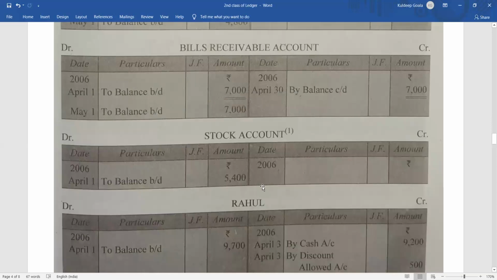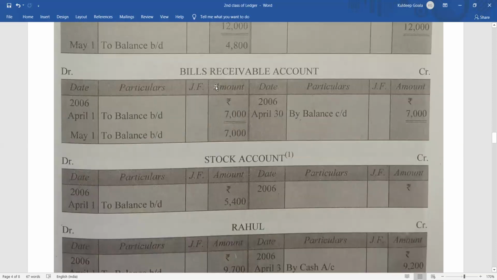Okay, now we'll do with one item. If there is only one item, like see this one, bills receivable was only to balance brought down. What will you do? Nothing to do at totaling. This side was nothing, right? So simply make a double line and write down this balance on this side, by balance carried down, because there's nothing to write on this side.